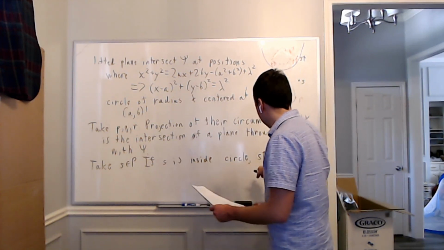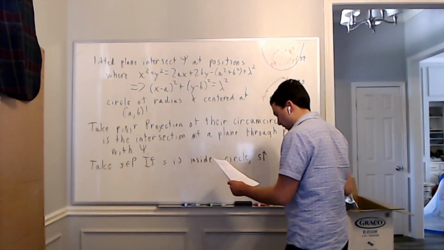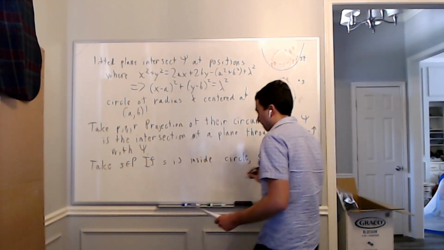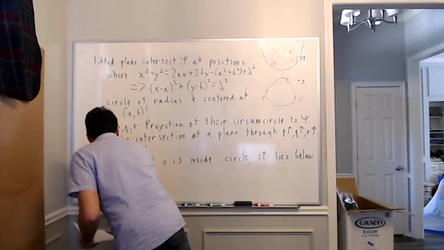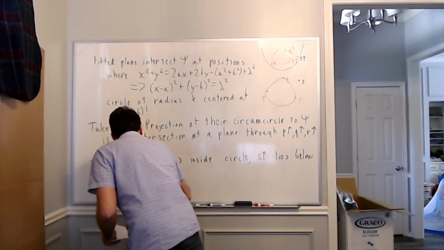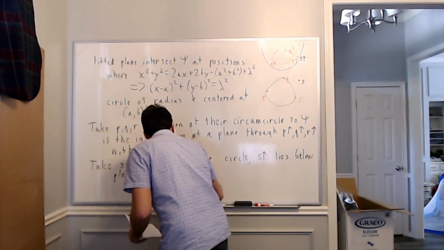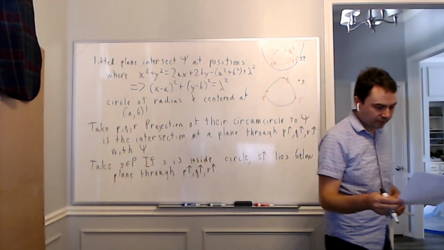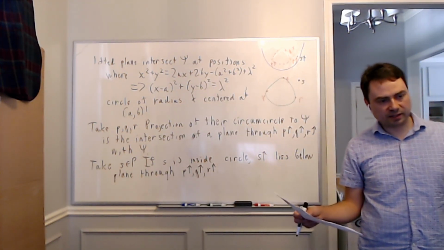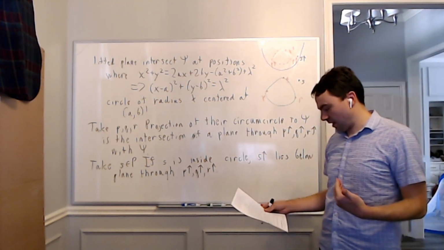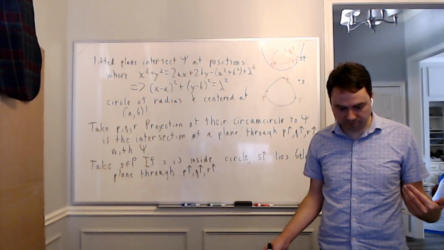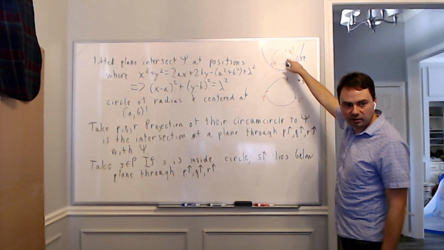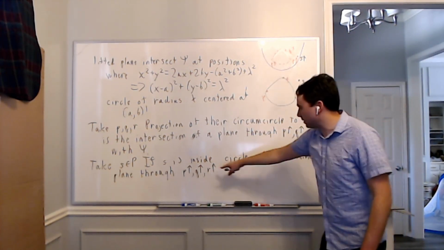So if S is inside the circle, then S up lies below the plane through P up, Q up, and R up. Otherwise, it's got to lie on the part above the plane. And this implies that there can't be a triangle through P up, Q up, and R up on the convex hull if S up lies below it.